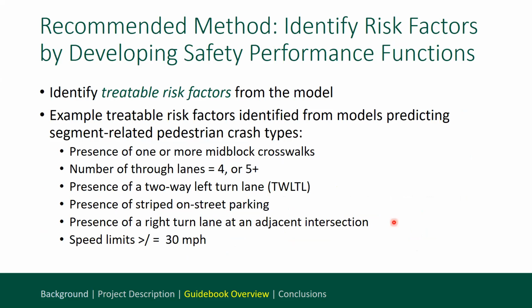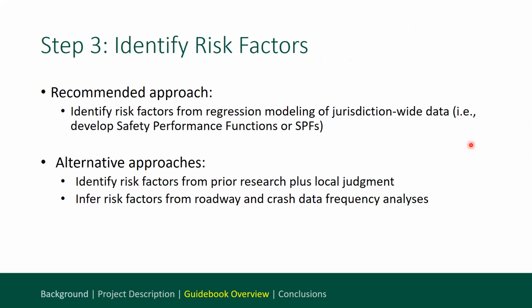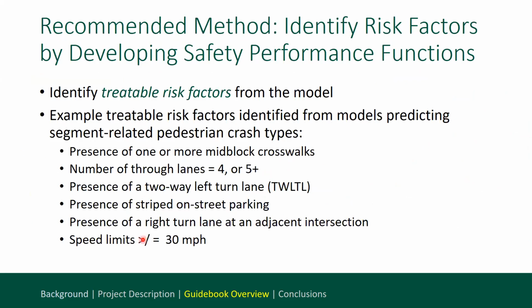So based on that, you identify treatable risk factors. Treatable risk factors could be presence of one or more mid-block sidewalks; as the number of through lanes goes up, the number of pedestrian crashes goes up. When there is a two-way left turn lane, then the mid-block pedestrian crashes go up as well. So they're sort of building off of this chart, right? They're looking at which locations are at most risk of having pedestrian crashes at non-intersection locations on two-way undivided roads, and they identify these risk factors for that.